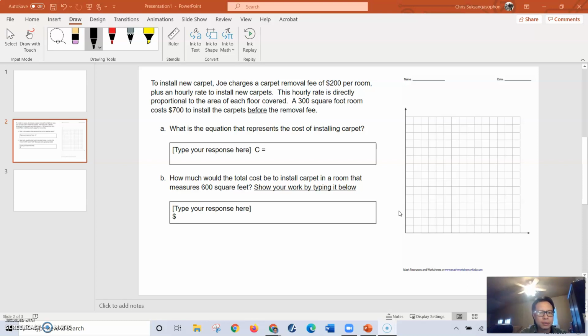A 300 square foot room costs $700 to install the carpets before the removal fee. Okay, so feel free to push pause, rewind, fast forward as needed. Question A asks, what is the equation that represents the cost of installing the new carpet? Okay, they want us to use C equals something.